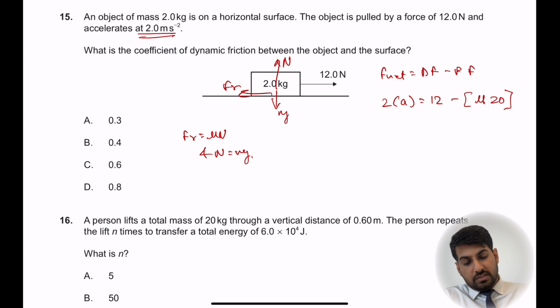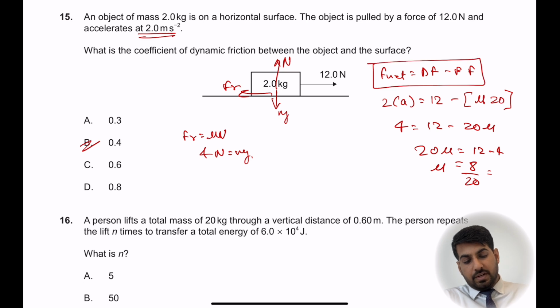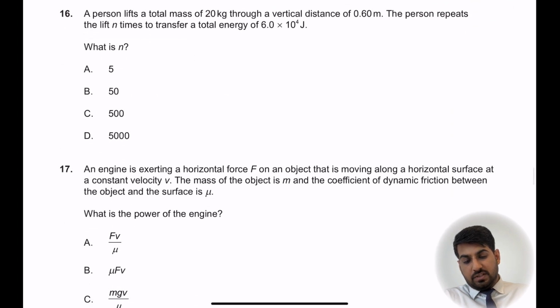And acceleration is 2. So it becomes 2 into 2 is 4, equals 12 minus 20 nu. So 20 nu is equal to 12 minus 4, which is 8, so nu is 8 by 20. If you solve this, 8 by 20 will be 0.4. Okay, so I hope you get the answer for 15. So just remember this. This is very important. Question number 16.